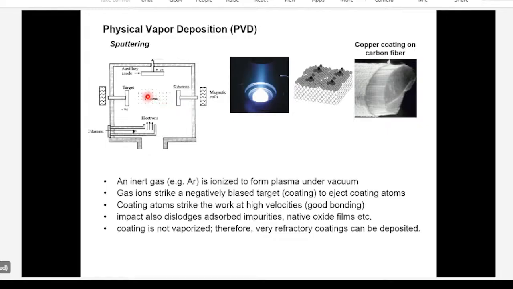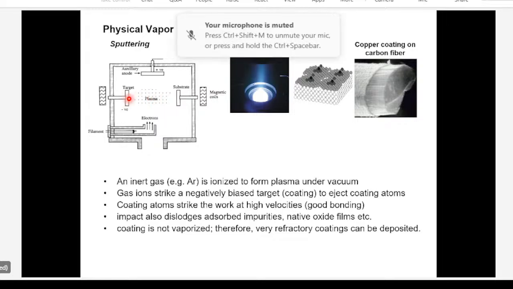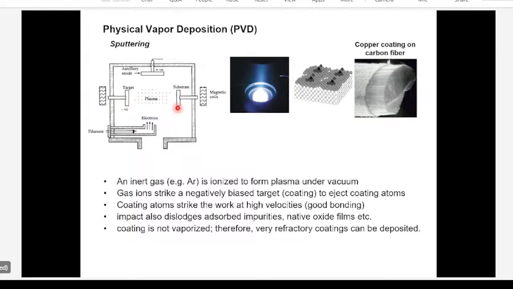Now ions of argon are positively charged, so they're attracted toward this negatively charged target. And this is the coating material. So argon ions will strike the target and eject coating atoms. And those coating atoms will deposit on the workpiece. So all of this is done at room temperature. There is no need to heat anything.